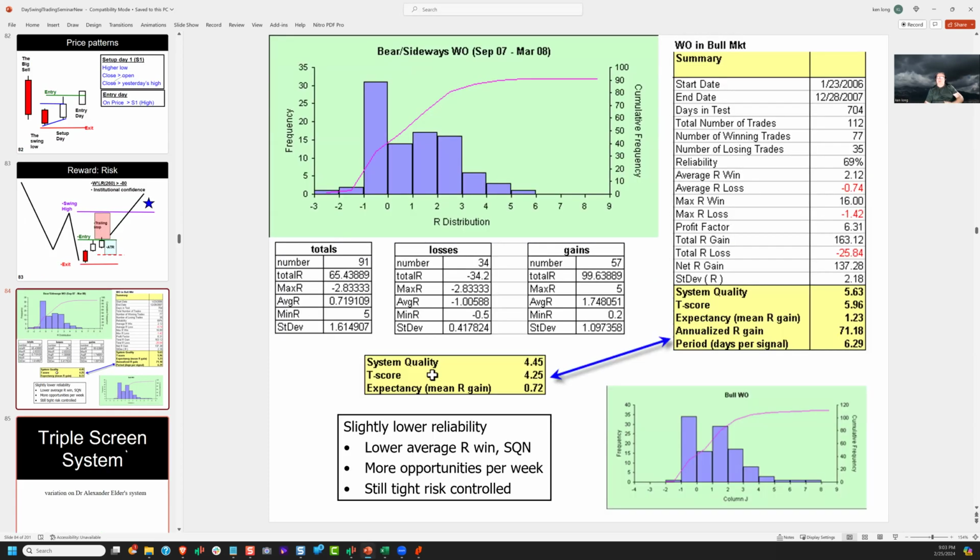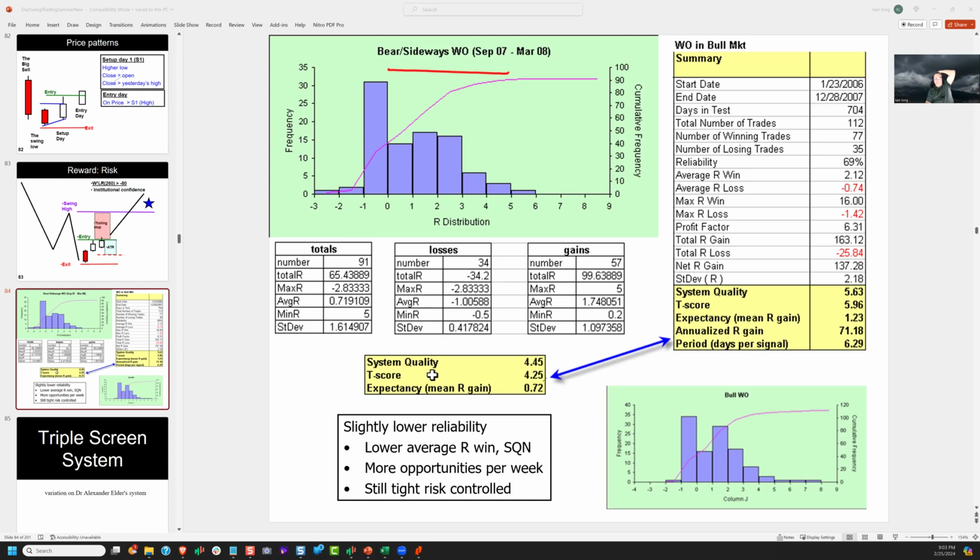Now, it turns out that the washout pattern, we were trading this thing during a bear and a sideways market. So the market was getting absolutely obliterated. And we were still trying to pick bottoms and go long on the weakest stocks while the market was in bear and sideways markets. And what we got was extraordinary.